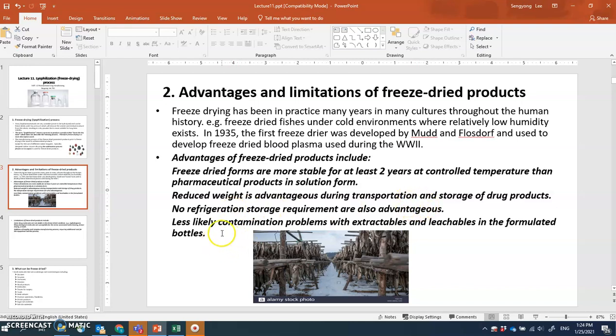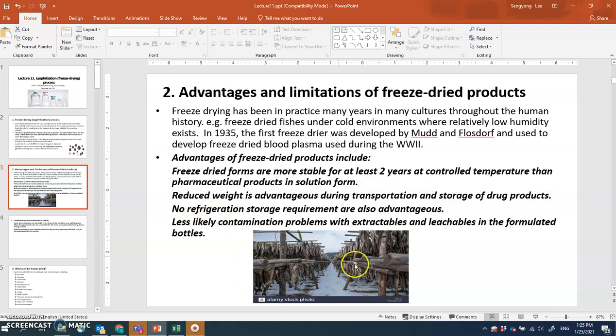And if you freeze dry it, you'll get less of a contamination problem because you're removing water, and fewer extractable and leachable issues in the formulated bottle, because there are many reaction possibilities between the container and the water. So these are a lot of good benefits of freeze drying your product.